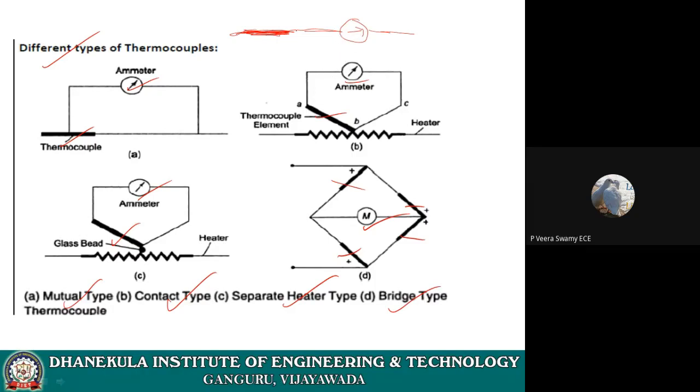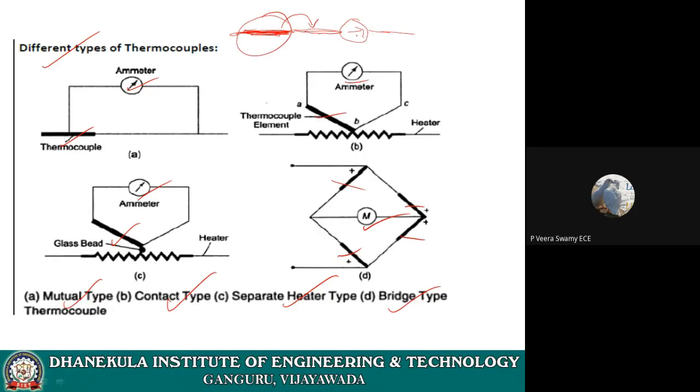This is the ammeter. Here the thermocouple is a heated element. This is a normal wire. From this element, that means from this thermocouple to this wire, heat may transfer. That means it gets some variations in its physical form, and then those are transferred to this meter.